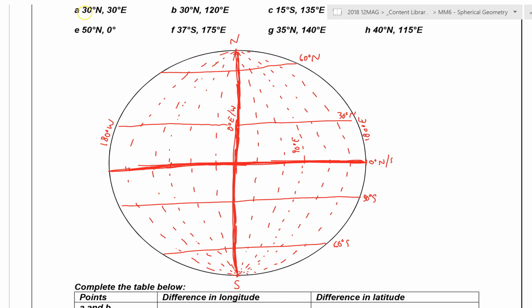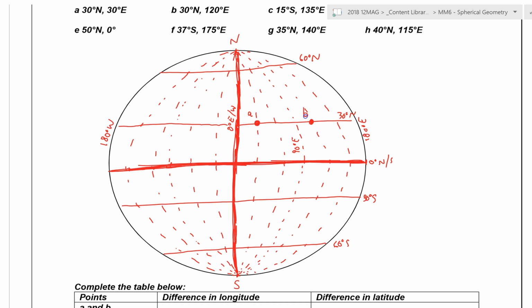So we're going to try to label these points here. A, 30 north, 30 east. First of all, I need to go north of the equator, 30. And then I want to go 30 east, which is this way. So I'm going to have a point here called A. B, 30 north, so it's on that same parallel, and 120 east. This is my 90, and this is 120 here. So there's B.